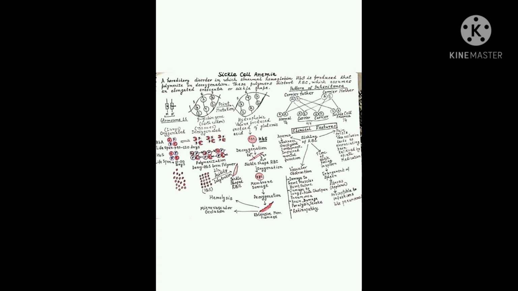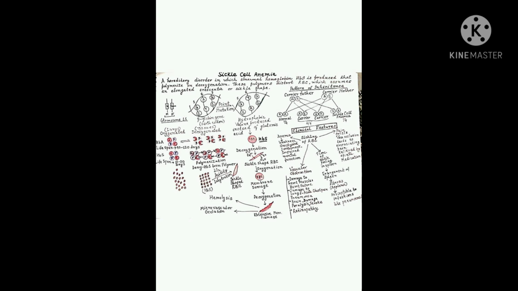Now again this sickle shaped RBC goes to the lungs, it gets oxygenated, and it regains its normal spherical shape, but it undergoes membrane damage. Some damage occurs to the membrane of the RBC. Now this RBC again gets deoxygenated, again it becomes sickle shaped. So this process is repeated many times, and it results in extensive damage to the cell membrane of the red blood cell.